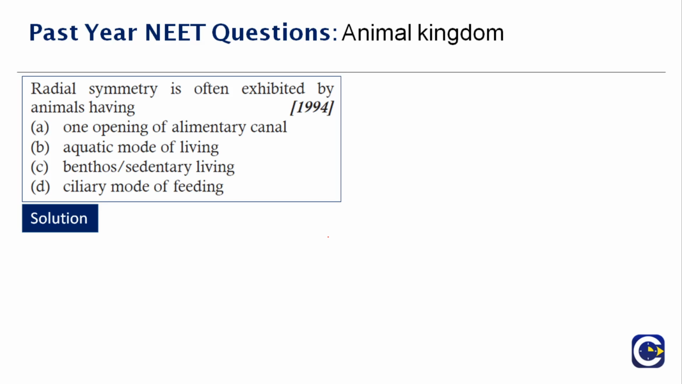Aquatic mode of living? No. When we constrain it only to aquatic animals, there are many more terrestrial organisms which are much lower in the grade of organization. So the ciliary mode, you're confining. Here it is vast. When we say lower grade of organization, the population is quite vast. So here the correct answer is benthos and sedentary living.